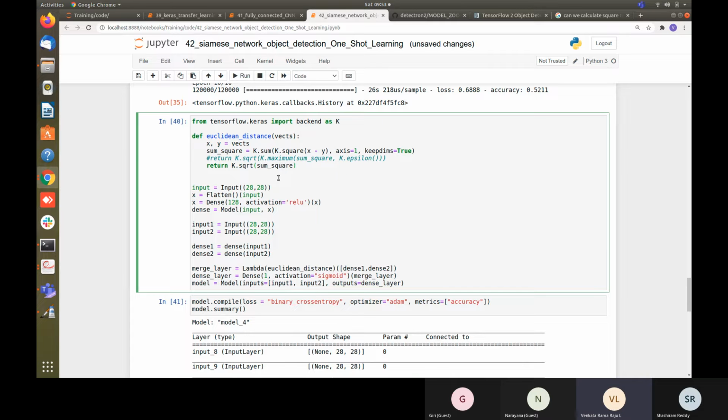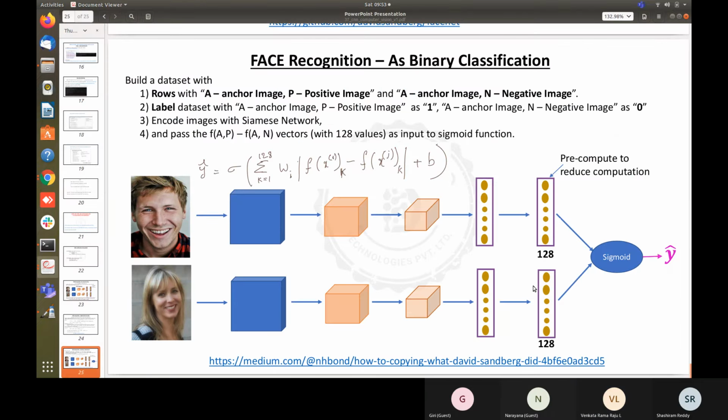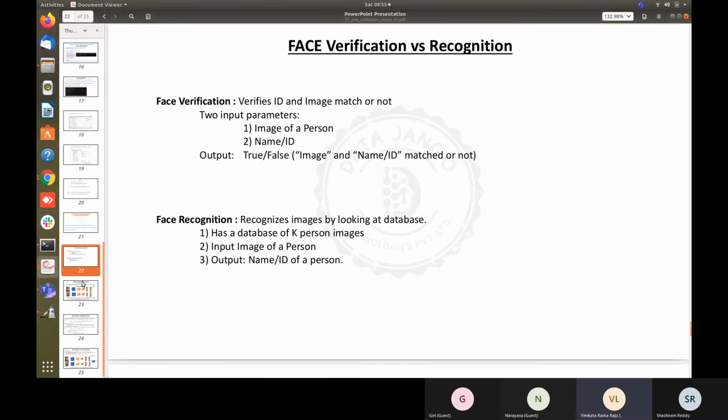And that is the Euclidean distance formula. This is the Euclidean distance I implemented. First I am passing the data through the network and taking the 128 pixels, then taking the Euclidean distance and passing it to the target variable, the sigmoid, right? Before doing this Euclidean distance, let me see.